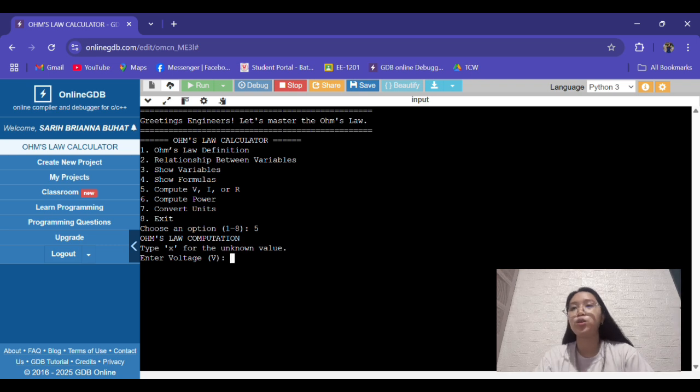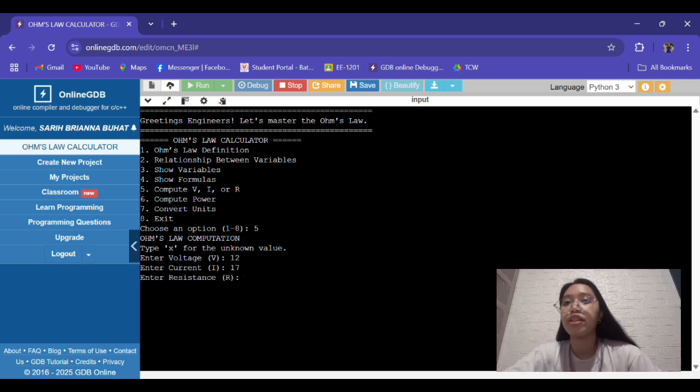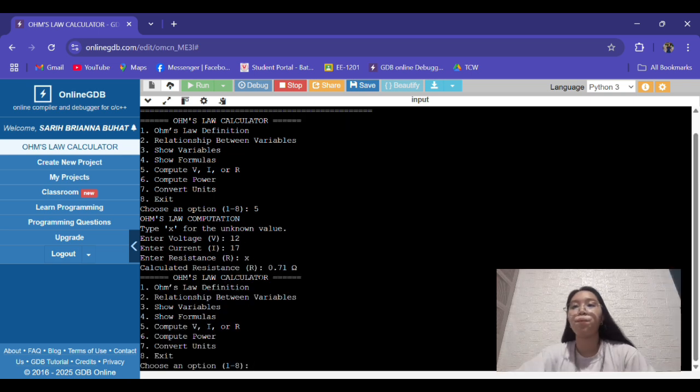For example, I choose to calculate the voltage, resistance, or the current. For example, I have a value for voltage, a value for current, but I don't have a value for resistance. So let's compute it. As you can see, the program computed the value for resistance.